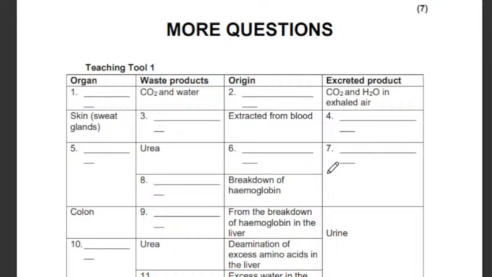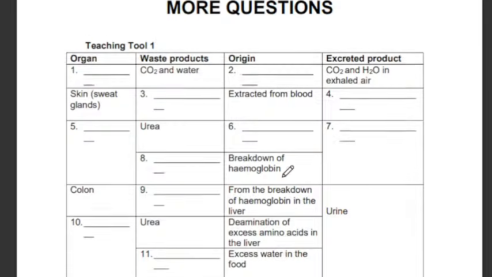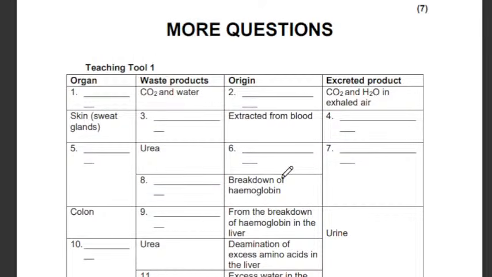when it comes to this excretion. So here, these are the excretory product glands, and then waste, origin, and then product. You have carbon dioxide and water. Where is its origin? It's the lungs here. And then the organ. Where is it coming from? This is respiration.